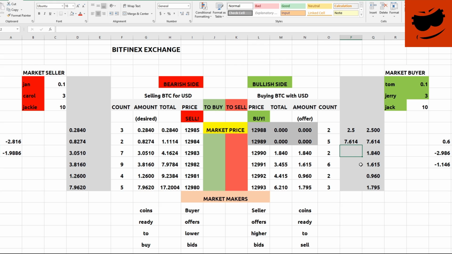Now we have to add 2.986 as what the discrepancy was. And so now what's happened is we've exhausted the 12,990. So that's been exhausted because the person has made a very bullish buy.